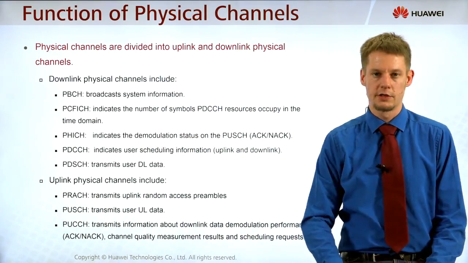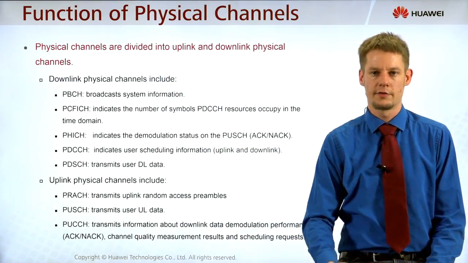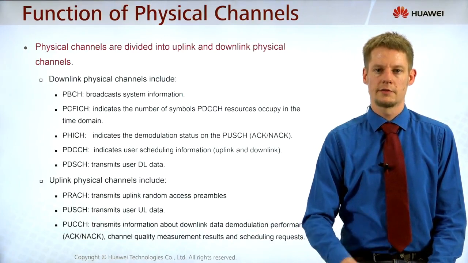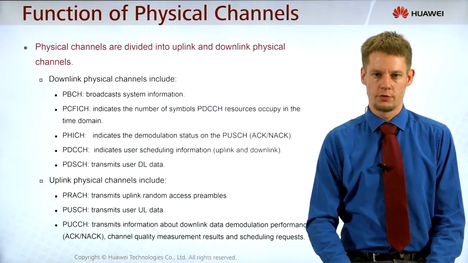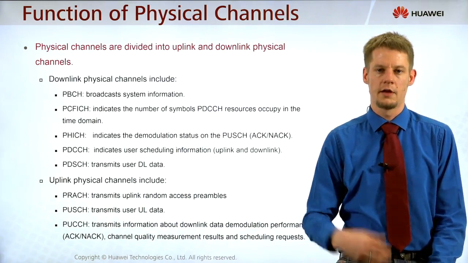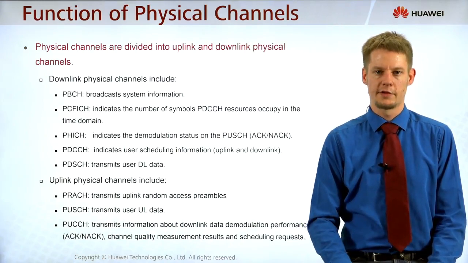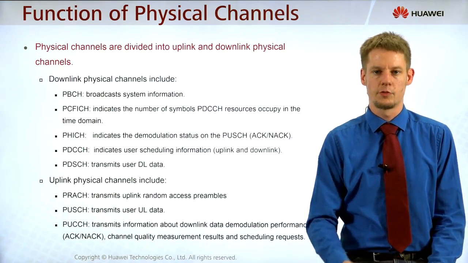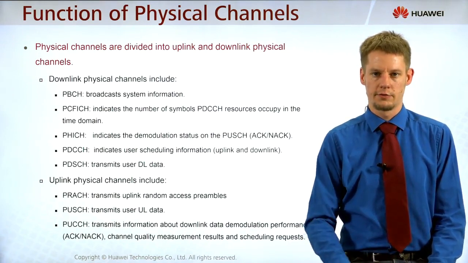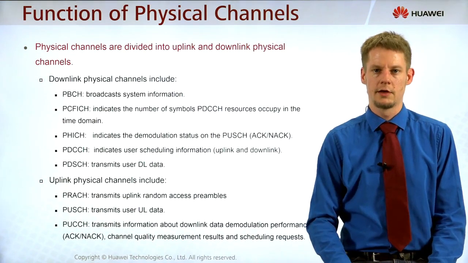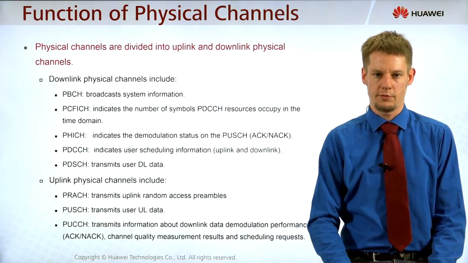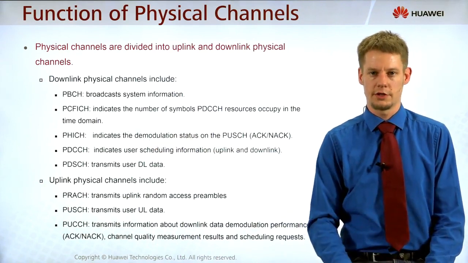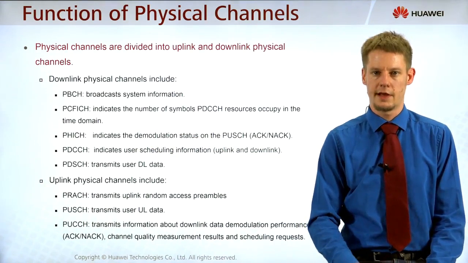Then we have the PCFICH, which indicates the format of the control channel. If you remember from the last chapter, the control channel is always localized in the first 1, 2, or 3 symbols of a resource block pair. One resource block was made up of 7 symbols in the time domain. One resource block pair was made up of 14 symbols. The first 1, 2, or 3 of them are not used for data transmission. They are used for the control channel, which means that there the signaling information is transported. And this PCFICH indicates whether this control channel is 1, 2, or 3 symbols in the time domain.